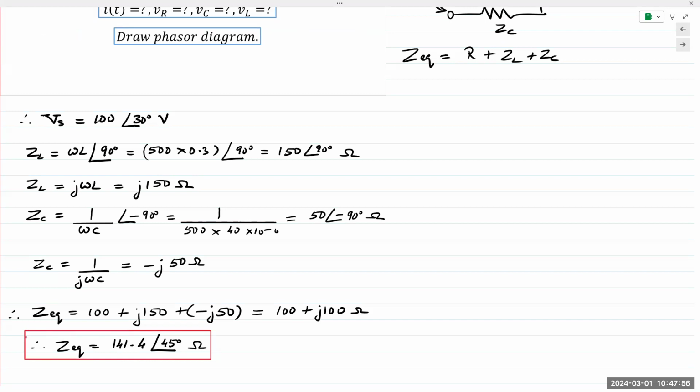Okay, so all you have done so far is sum up the three impedances in series to find Req. That's all we have done so far. Okay, good? Right.